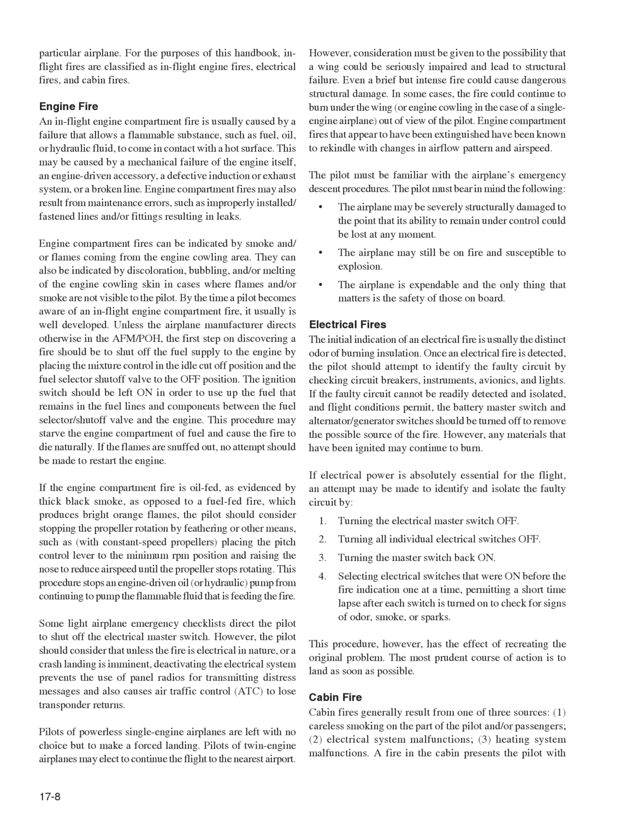Engine compartment fires can be indicated by smoke and/or flames coming from the engine cowling area. They can also be indicated by discoloration, bubbling, and/or melting of the engine cowling skin in cases where flames and/or smoke are not visible to the pilot. By the time a pilot becomes aware of an in-flight engine compartment fire, it usually is well developed. Unless the airplane manufacturer directs otherwise in the AFM/POH, the first step on discovering a fire should be to shut off the fuel supply to the engine by placing the mixture control in the idle cutoff position and the fuel selector shutoff valve to the off position.